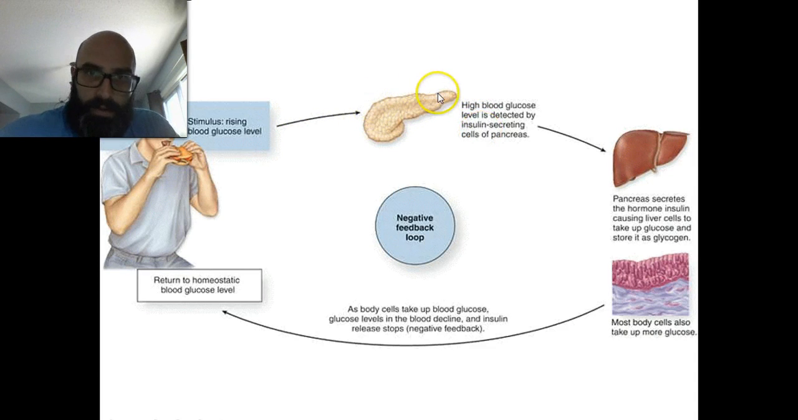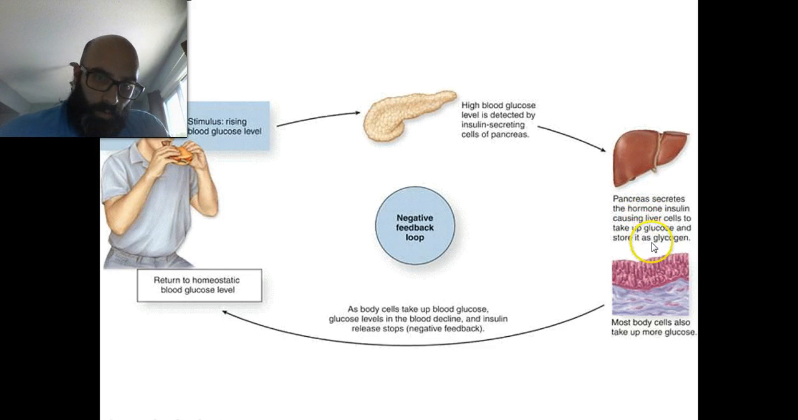So the pancreas would be, I guess you could say, the receptor of the stimuli. It then sends a signal to itself, or to the brain, and then the brain sends a signal back that says, hey, we need to secrete some insulin so that we can take up all this extra glucose in the body and cause it to be stored in cells. So insulin is secreted out of the pancreas.